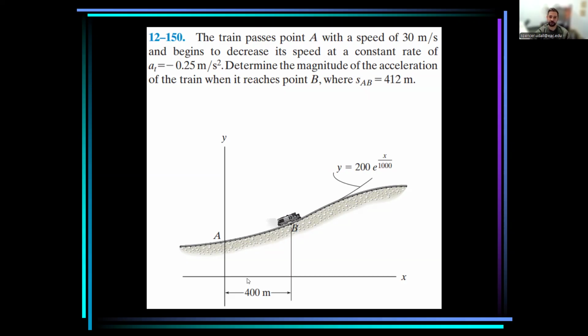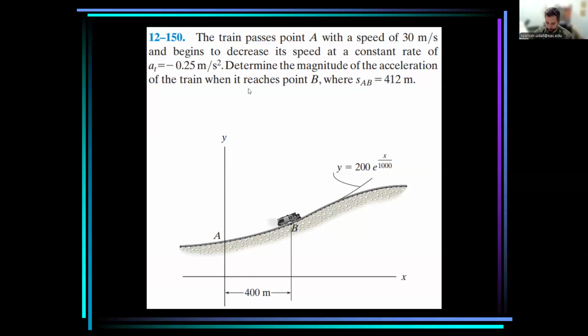In the x direction, it's moved 400 meters. We could plug that in and find how far it's gone in the y. That might be useful later. But what we really need is the normal component of the acceleration, which is going to require us to have what? V squared over rho. We'll need an instantaneous rho.